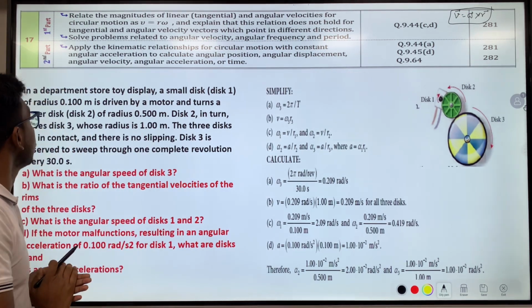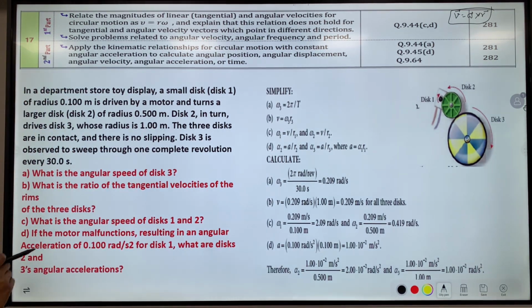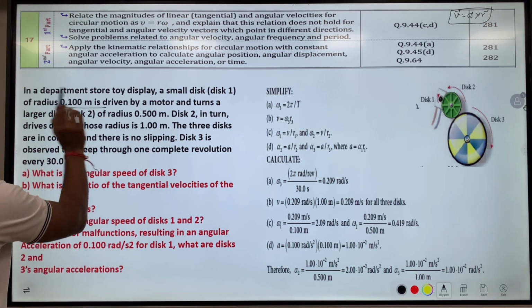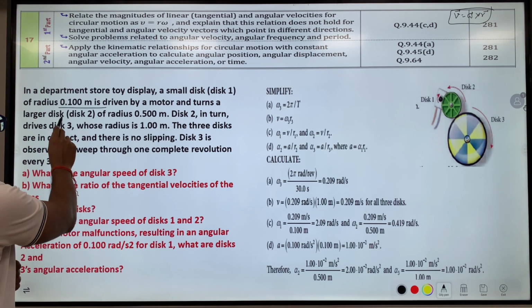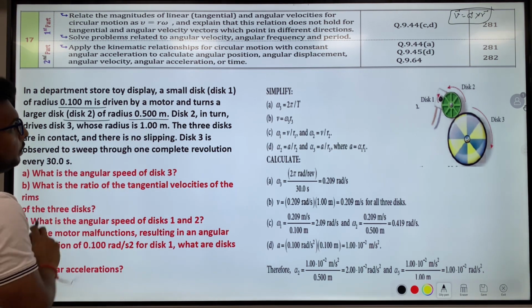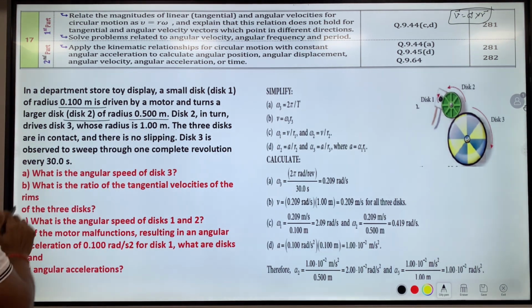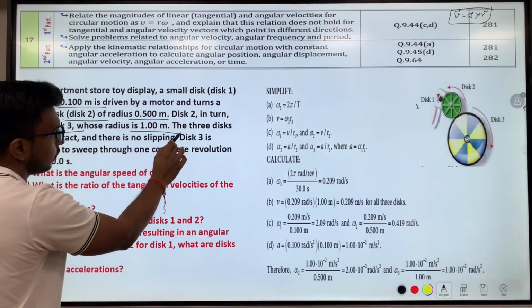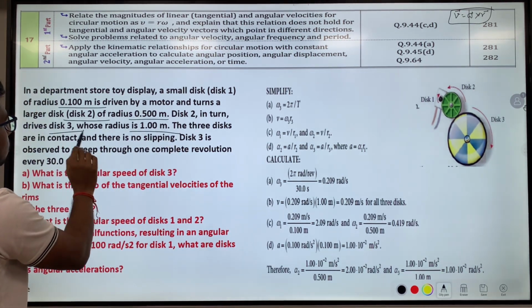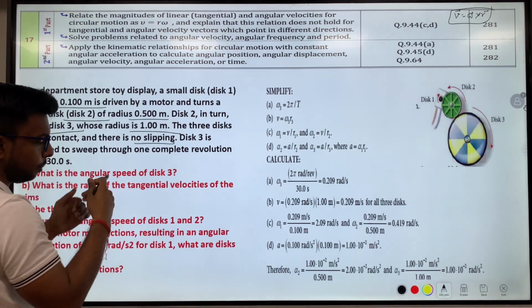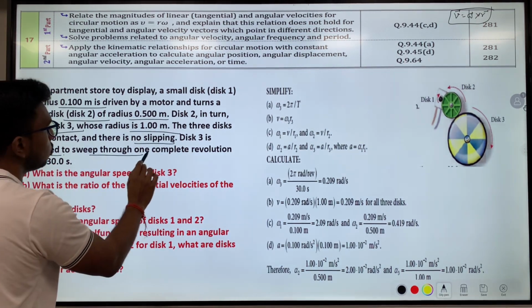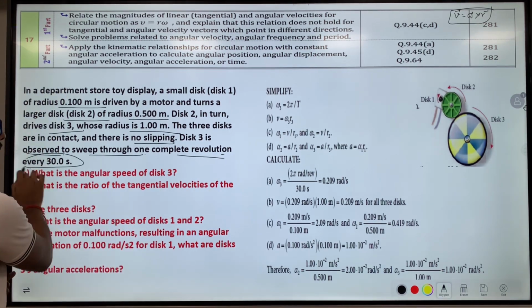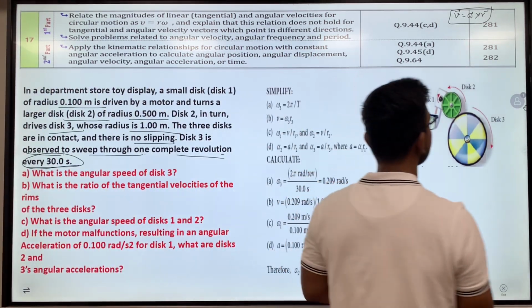Numerically they are equal. In a department store toy display, a small disc of radius 0.100 meter is driven by a motor and turns a larger disc, disc 2, of radius 0.500 meter. Disc 2 in turn drives disc 3 whose radius is 1 meter. The three discs are in contact and there is no slipping, that means they are not sliding over each other. Disc 3 is observed to sweep through one complete revolution every 30 seconds. They have given you the picture.